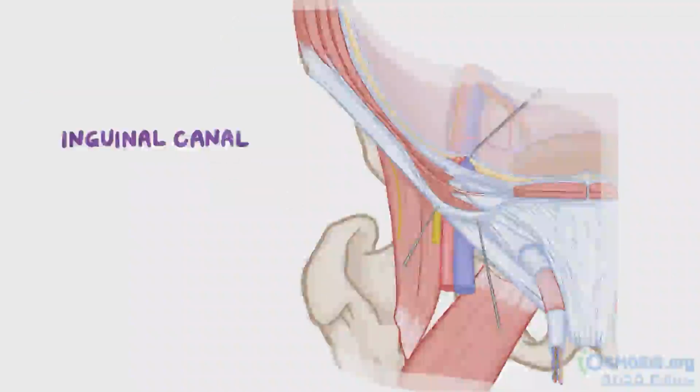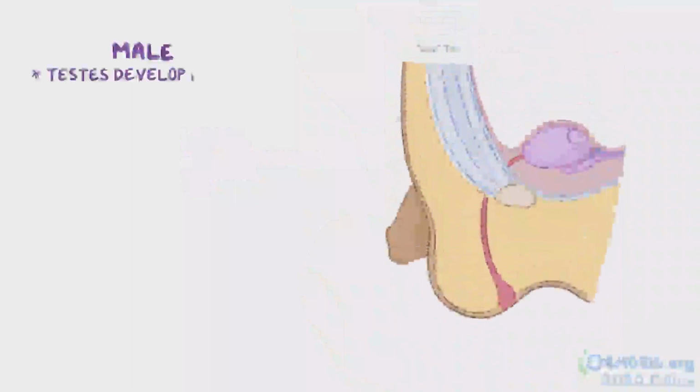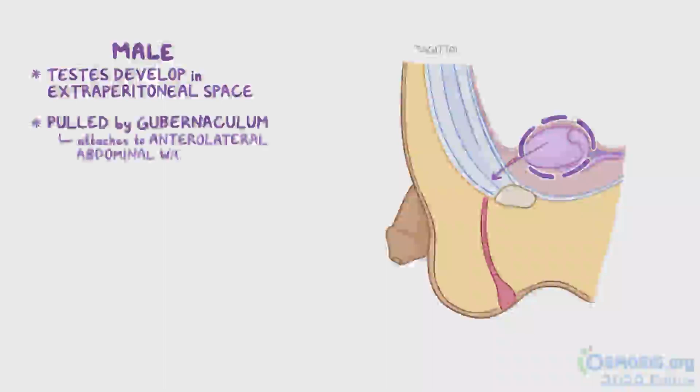Now, the most important feature of the inguinal region is the inguinal canal, which is a passage that extends inferomedially through the anterolateral abdominal wall. To better understand the anatomy of this canal, let's look at how it develops. In genetically male individuals, the testes begin to develop in the extraperitoneal space of the posterior abdominal wall, and within the first few months, each testis descends into the pelvis, pulled by a structure called the gubernaculum, which attaches to the anterolateral abdominal wall and later to the developing scrotum. As the testis descends from the abdominal cavity into the scrotum, its vessels and nerves migrate with it.